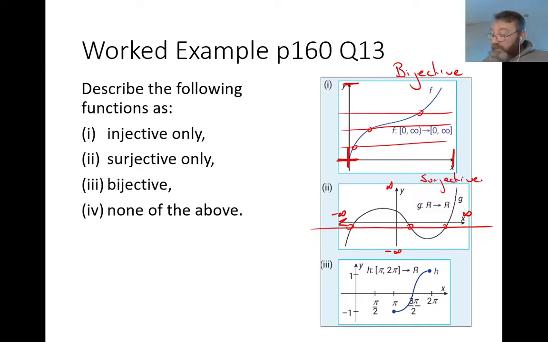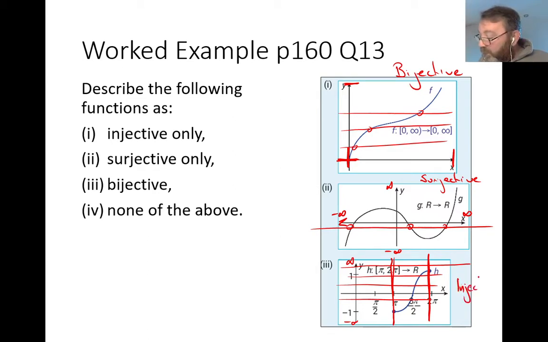And finally, if we're working between pi and 2 pi on the x-axis, so we're only working between those 2 red lines, okay? However, we are using everything on the y-axis from infinity to minus infinity. Now straight away we can see if I put the horizontal line here, it cuts nothing. So we only have a one-to-one relationship with some of my domain values. And that means then that this is injective only.